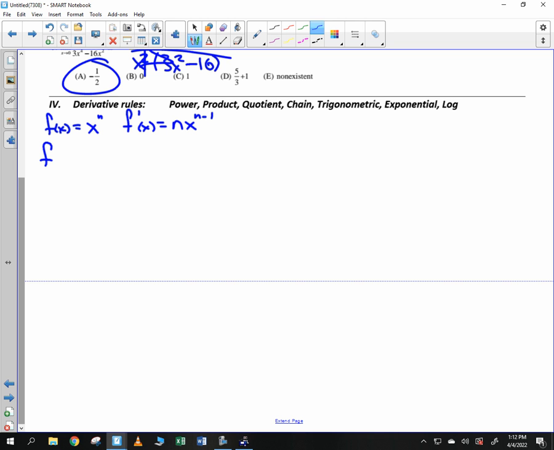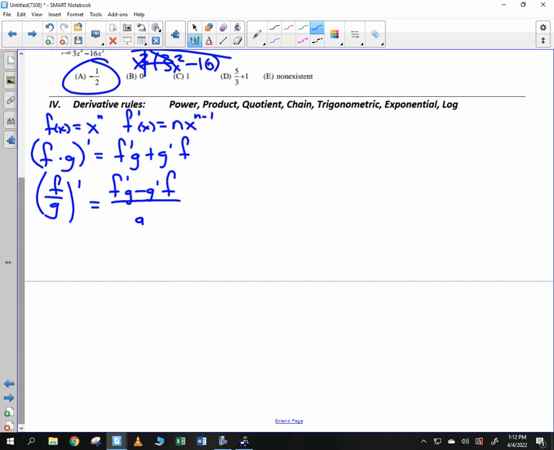Suppose you have f times g and you want to take the derivative. What do we call that? The product rule, which is f prime g plus g prime f. Suppose you have f divided by g. What is that derivative? All over g squared. Good. Chain rule, you know how to set that up, right?